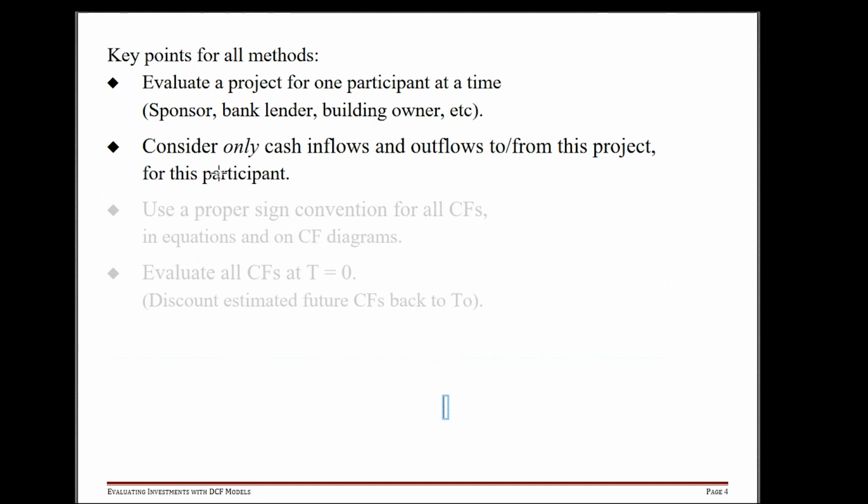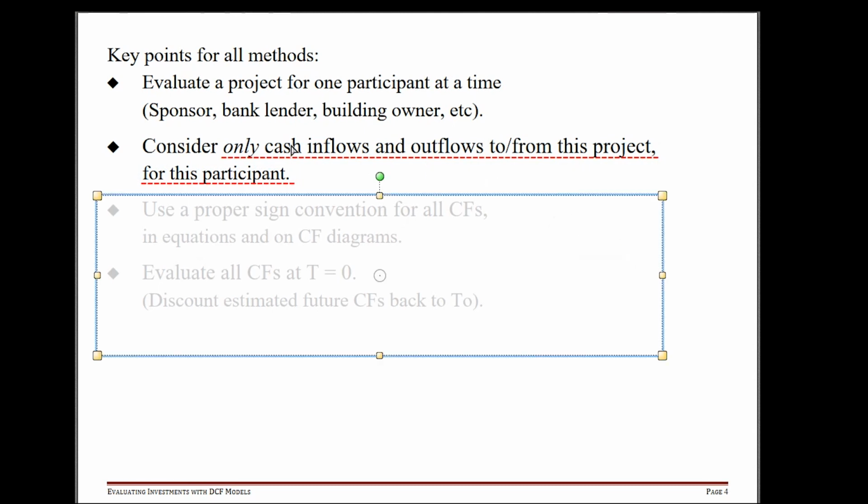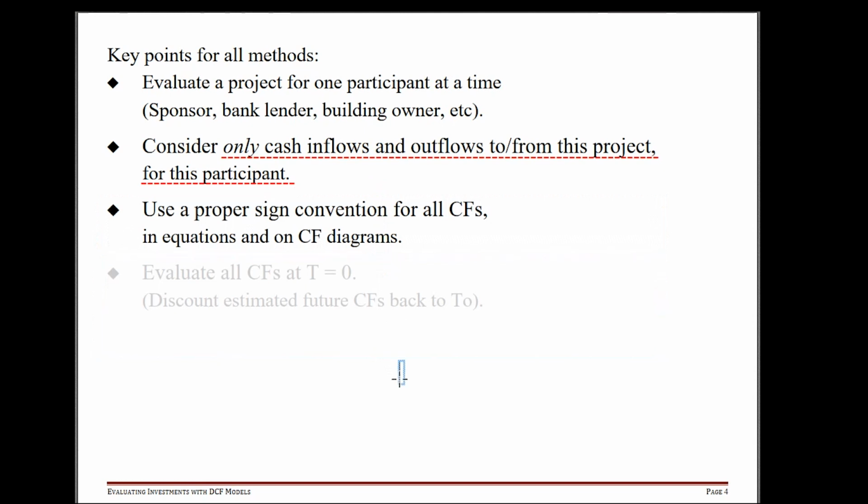And with our DCF methods, we're going to consider only cash inflows and outflows to and from this project for this participant. So if there's the mother of all big piles of cash in the project and it stays in the project, doesn't flow out to anyone, we don't consider it. We're only considering inflows and outflows of cash, and only to and from the participant's view that we're taking on. And now, happily, we can use a proper sign convention for all of our cash flows in our equations and on cash flow diagrams.